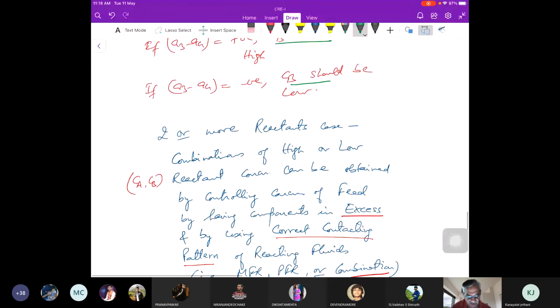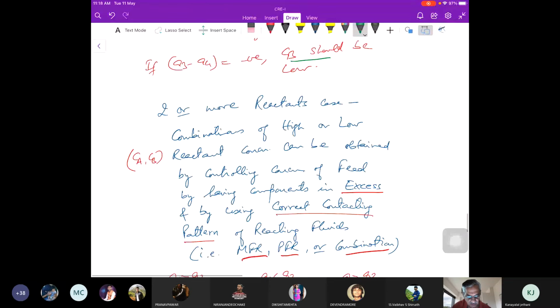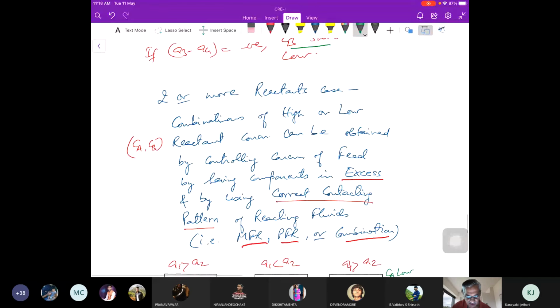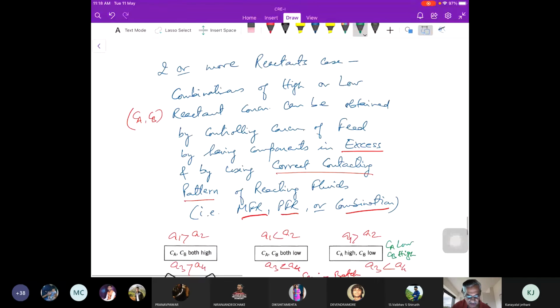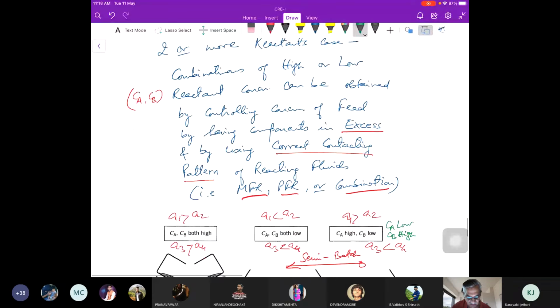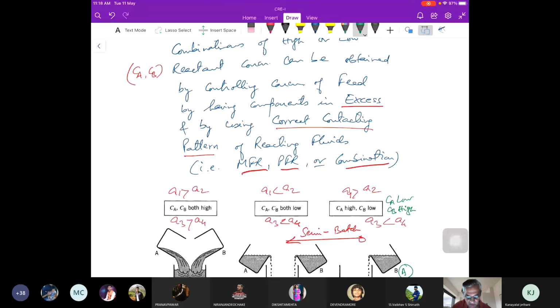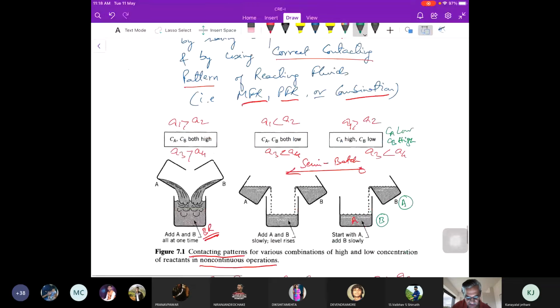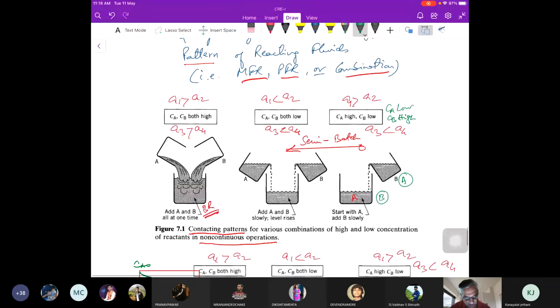So two or more reactants case, combinations of high or low CA CB reactant concentration can be obtained by controlling concentration of feed, having components in excess, or by using correct contacting pattern, that is reacting fluids, MFR, PFR combination. And then we had seen some cases, right? These are different contacting patterns which are shown, various combinations of low and high concentration of reactants. And this is for non-continuous reactor operations.